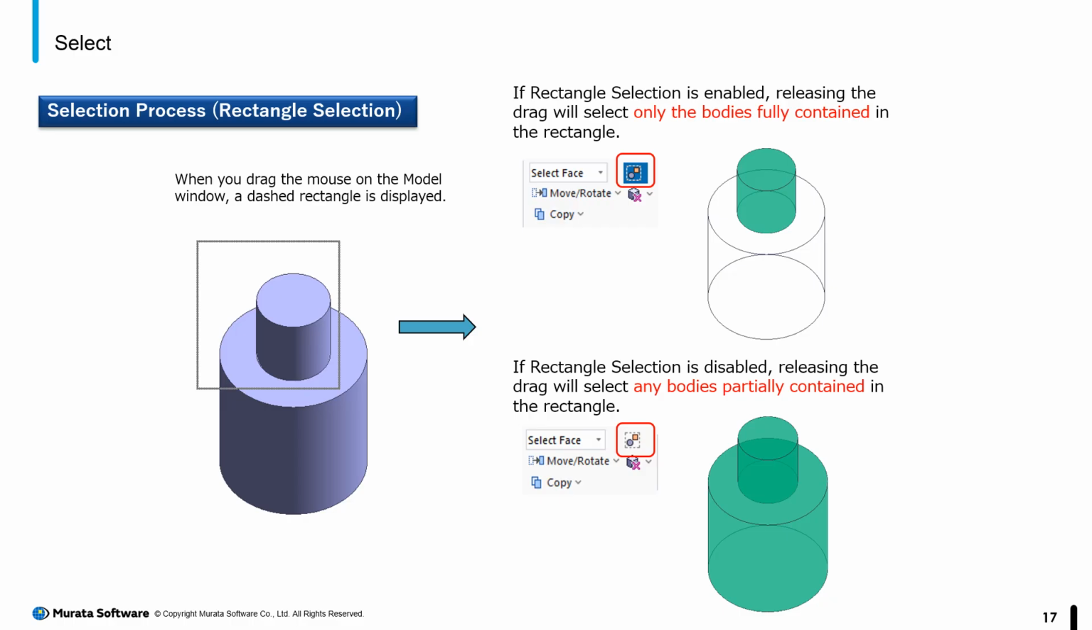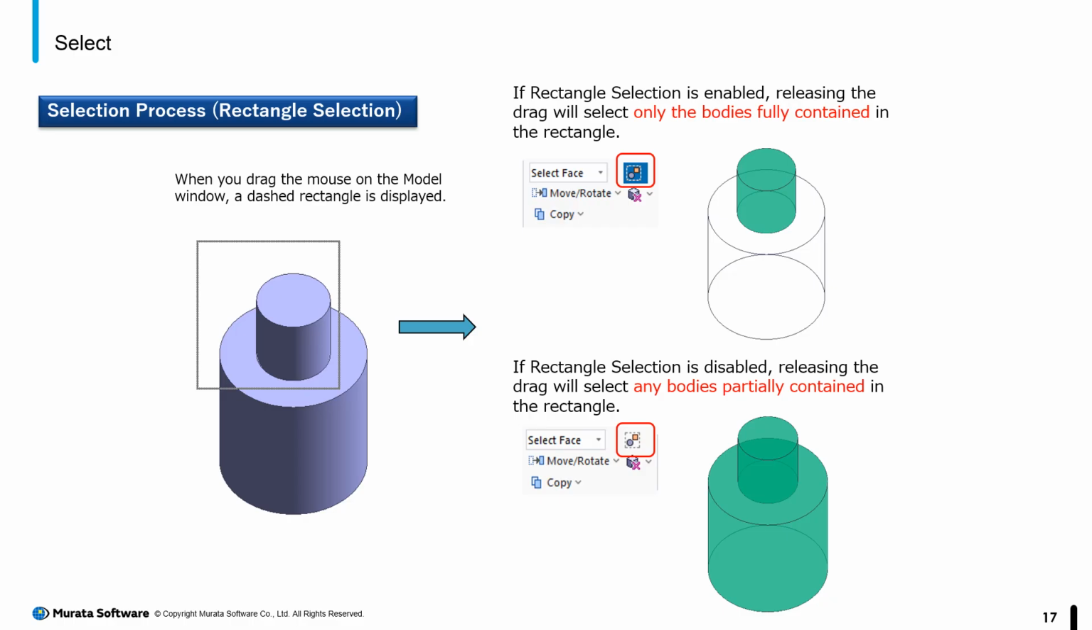Next, I will introduce the area selection feature. When you drag the mouse on the model screen, a rectangle area outline with dashed lines is displayed. This function allows you to select bodies that fall within this rectangular area.